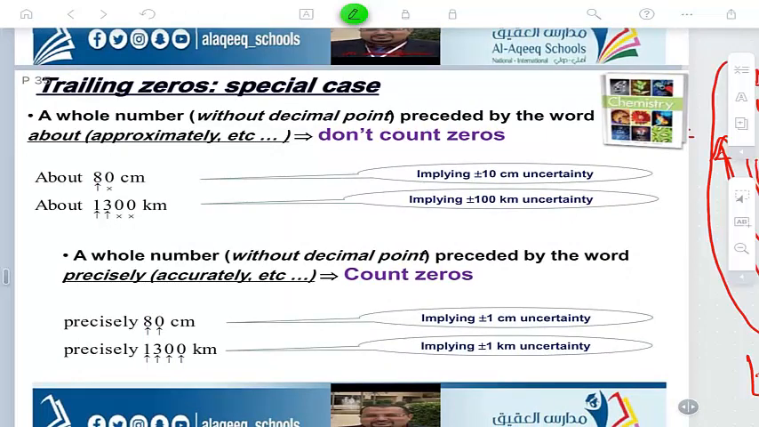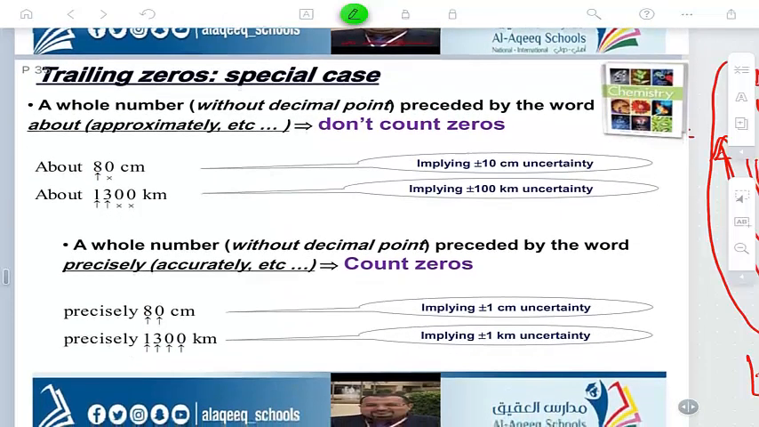Trailing zero or special cases. If you have a value like this, it means it's about 80 centimeter, about 1,300 kilometer. Okay, we don't count this zero at this moment because it's a special case for zeros. So we have only one significant figure here, and here two significant figures only.